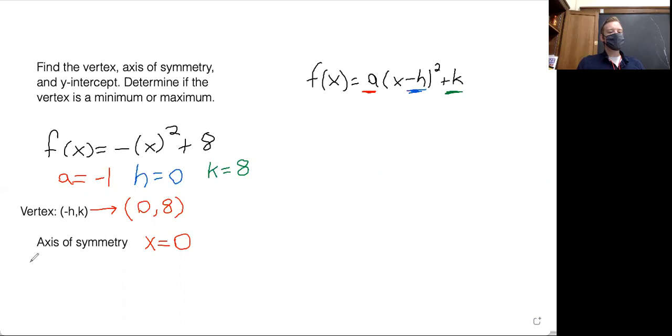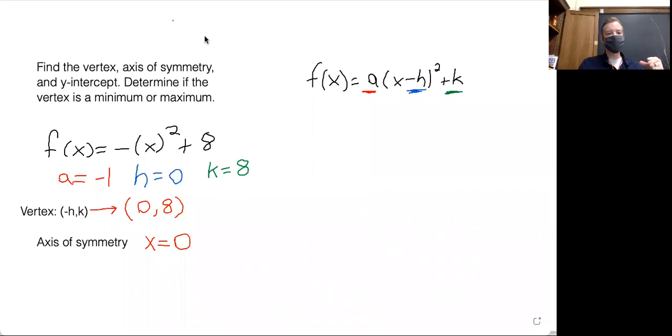Now, the next thing we want to determine is whether our vertex is a minimum or a maximum. So we need to figure out whether our graph opens up or down. So for this problem, what do you think? Does our graph open up or does our graph open down? If the A is positive, then the graph opens up. But in this case, A is negative. So it would open down.